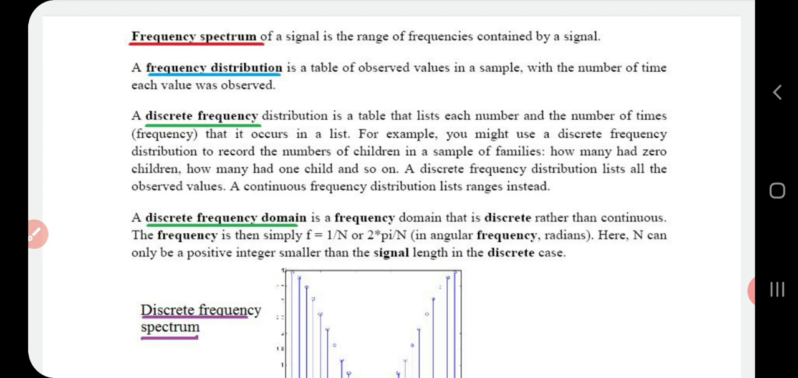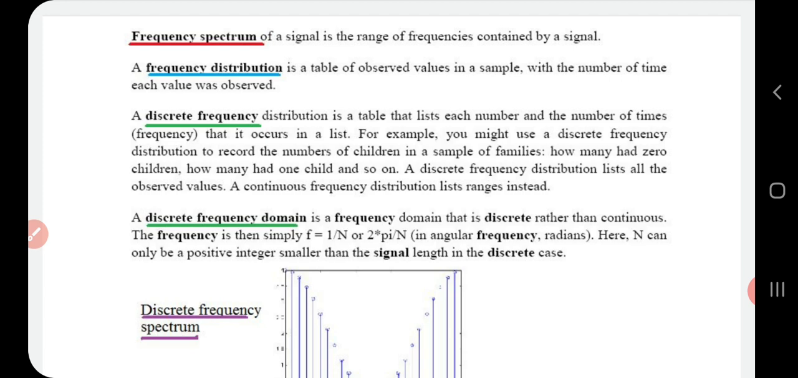For example, suppose that you are taking 3 families and you want to calculate the number of families having one child, then the number of families having two children, like that. So in such cases you use the discrete frequency distribution. That is, a discrete frequency distribution lists all observed values, whereas a continuous frequency distribution lists ranges of values. Okay. Now a discrete frequency domain is a frequency domain that is discrete rather than continuous.